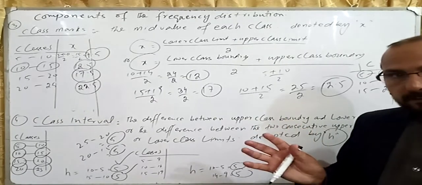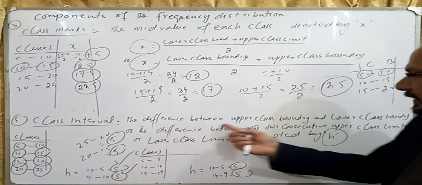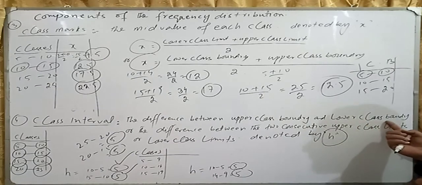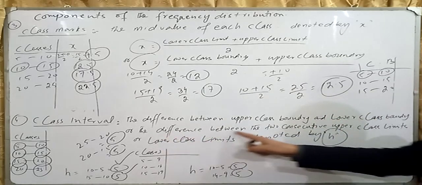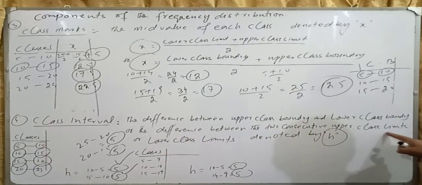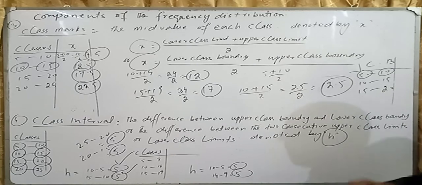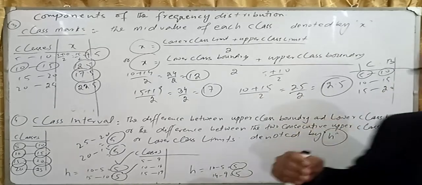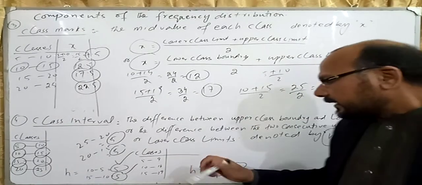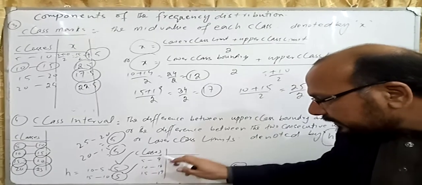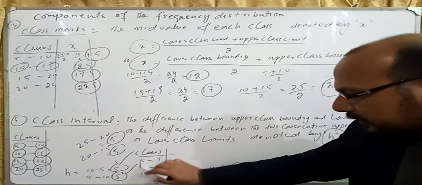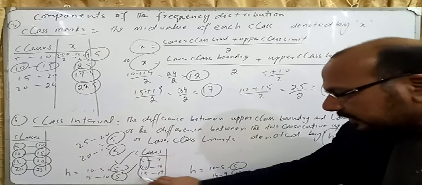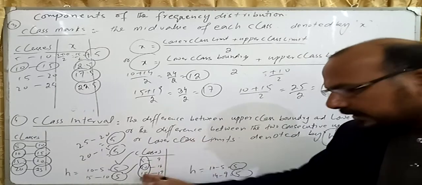It's very simple. What is the class interval? The difference between the upper class boundary and the lower class boundary is called the class interval. It is denoted by h. Or it is the difference between two consecutive upper class limits or lower class limits. It will be 5 again. Look at these: two consecutive upper class limits, or two consecutive lower class limits.